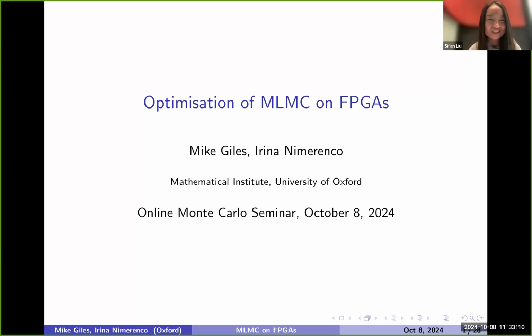It is my great pleasure to introduce our speaker today, Professor Mike Giles. Mike is a professor of numerical analysis at the Mathematical Institute, University of Oxford. He has made significant contributions to scientific computing and Monte Carlo methods. His pioneering work on multi-level Monte Carlo has broad applications in computational finance, uncertainty quantification, and many other fields. And today he is going to tell us about optimization of multi-level Monte Carlo on FPGA. Please take it away, Mike.